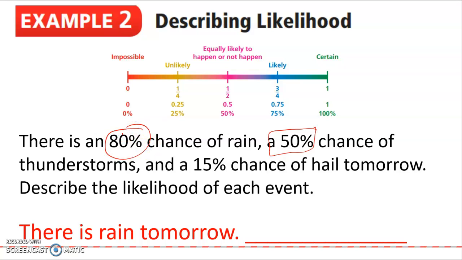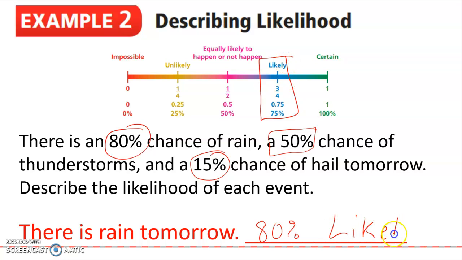So there's a rainstorm tomorrow. So rainstorm, is that the 80%, 50%, or 15? So there is an 80% chance of rain. So that would be the 80%. And 80%, that is between the 100 and 50. So that would end up being likely. So likely is anything between 50 and 100. All right, let's turn the page.